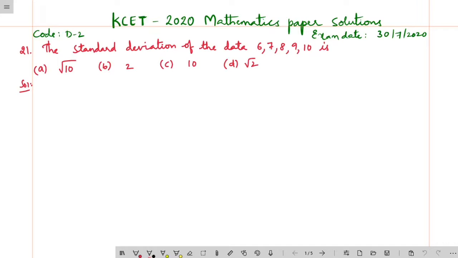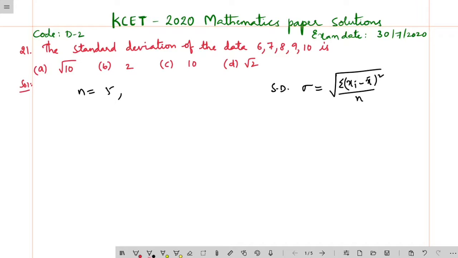Question number 21. The standard deviation of the data 6, 7, 8, 9 and 10. The data contains a total number of observations n equal to 5. Standard deviation: what is the formula we had? Standard deviation sigma is equal to under root of summation of (xi minus x bar) whole square divided by n. So this is the formula we had.